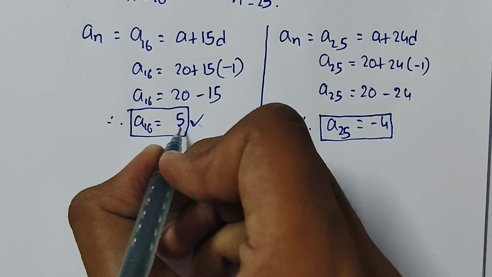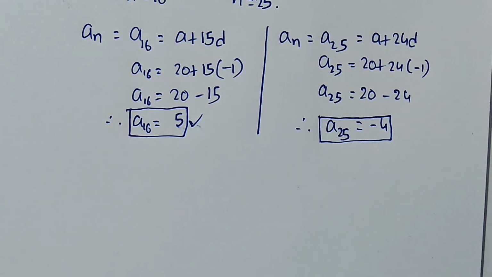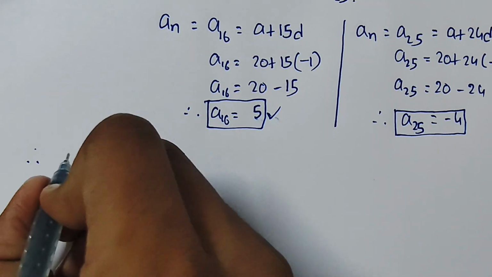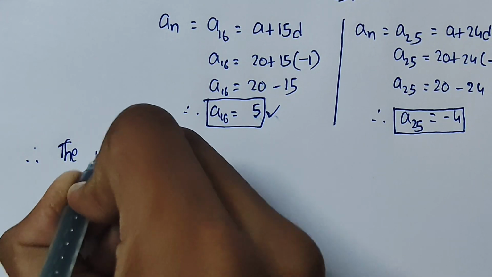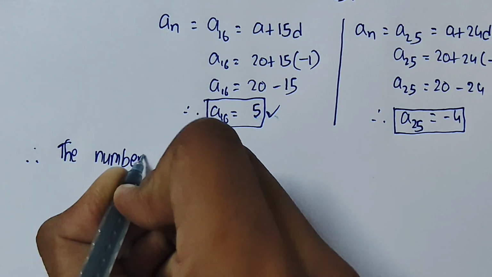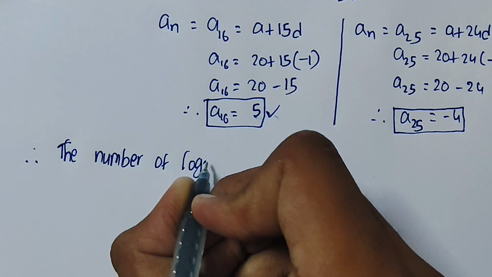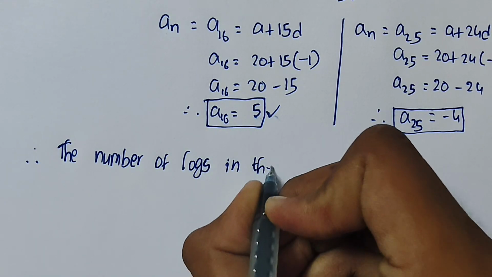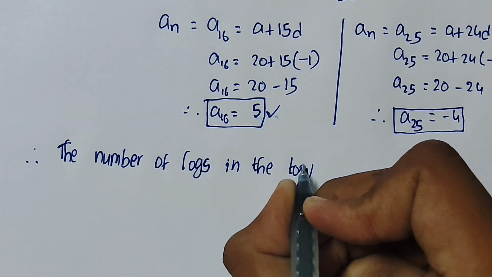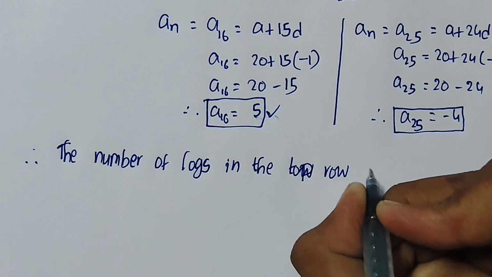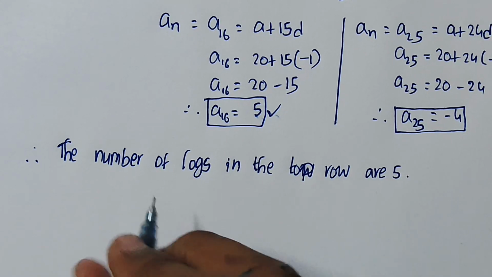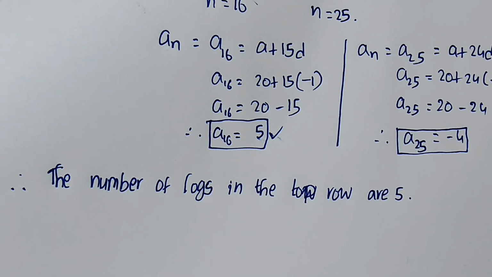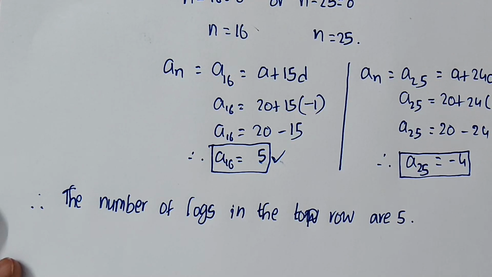A base 16 is equal to 5. So I am writing here, therefore the number of logs in the top row are 5. There are 5 logs in the top row. So we have completed the 19th question. Now let's go to the 20th question.